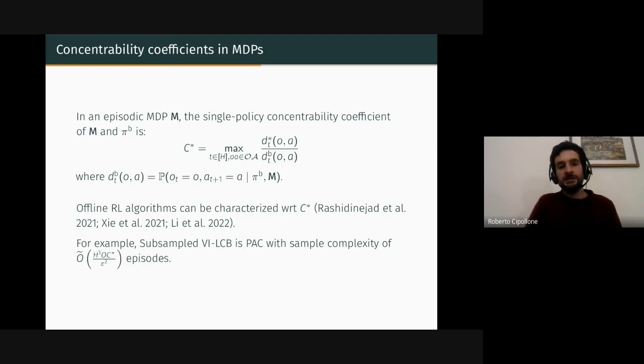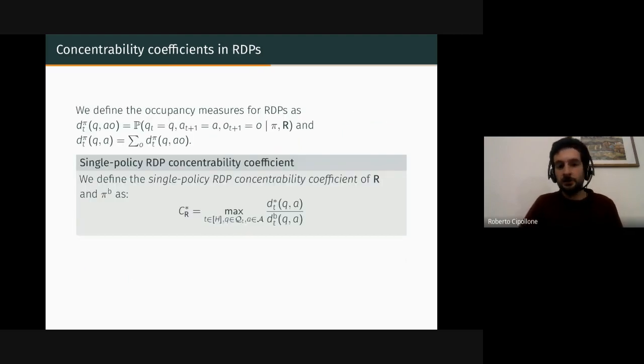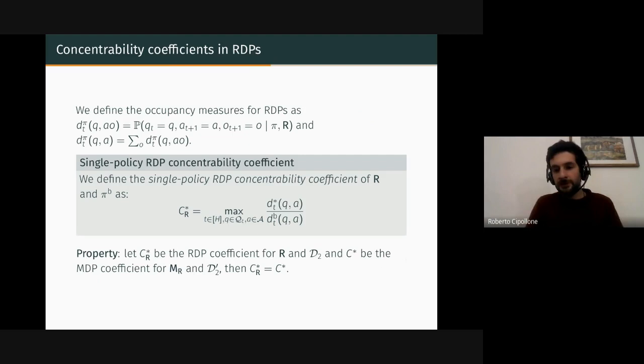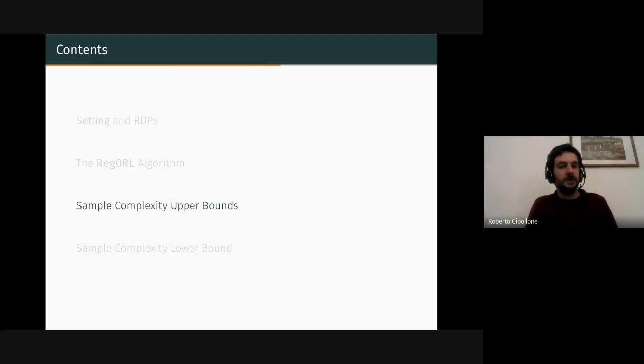For RDPs, we extend this concept in a very natural way. So we define a single policy concentrability coefficient for RDPs as a similar ratio, but for hidden states. So we don't care about observations now, but we do the ratio from the behavior policy and optimal policy for hidden states. Quite intuitive property, but quite desirable, is that if we have the RDP coefficient, CR star, and then we do the dataset transformation from D to D prime, then this will become the MDP concentrability coefficient. So that will be useful for the analysis. Good. We're now ready to talk about the two upper bounds.